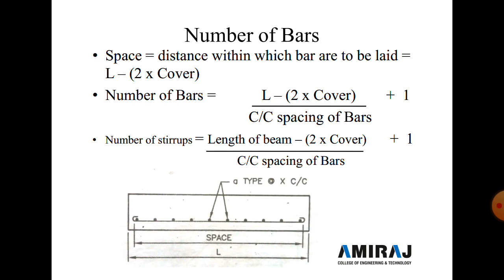Now the calculation of the number of bars. How do we calculate the number of bars required? The space, which is the distance within which the bar is laid, is equal to L minus 2 times cover. So the number of bars is equal to (L minus 2 times cover) divided by the center-to-center spacing of the bars, plus 1. The center-to-center spacing is the distance between two bars. And if we calculate stirrups for a beam or a column, the number of stirrups is the length of the beam or column minus 2 times cover, divided by the center-to-center spacing, plus 1.